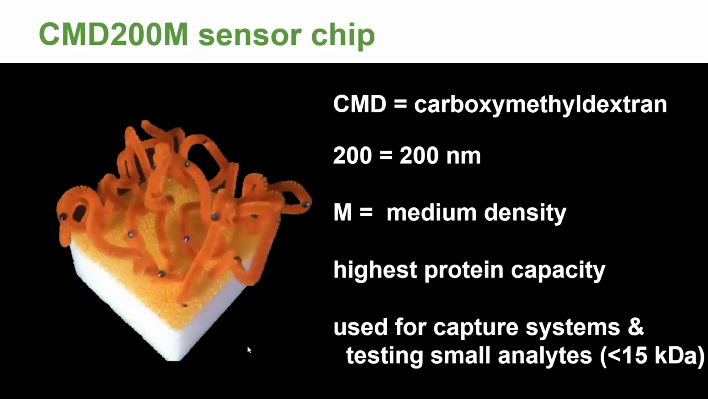So the first chip type I'll cover is what we call our CMD200M. This is a 200 nanometer thick, highly cross-linked carboxymethyl dextran hydrogel. So it's important to remember, when working with this chip type, that it's not just little strands of dextran coming off the surface. It really is like a gel layer, and that can create some degree of diffusion barriers for proteins and analytes to get into the matrix. But it is our highest capacity surface, and we use it typically for doing interactions with very small analytes.